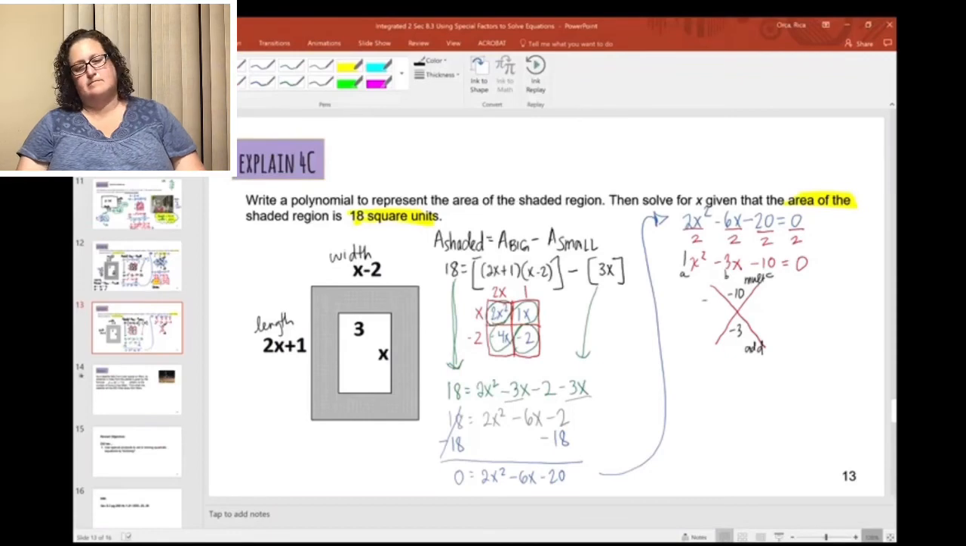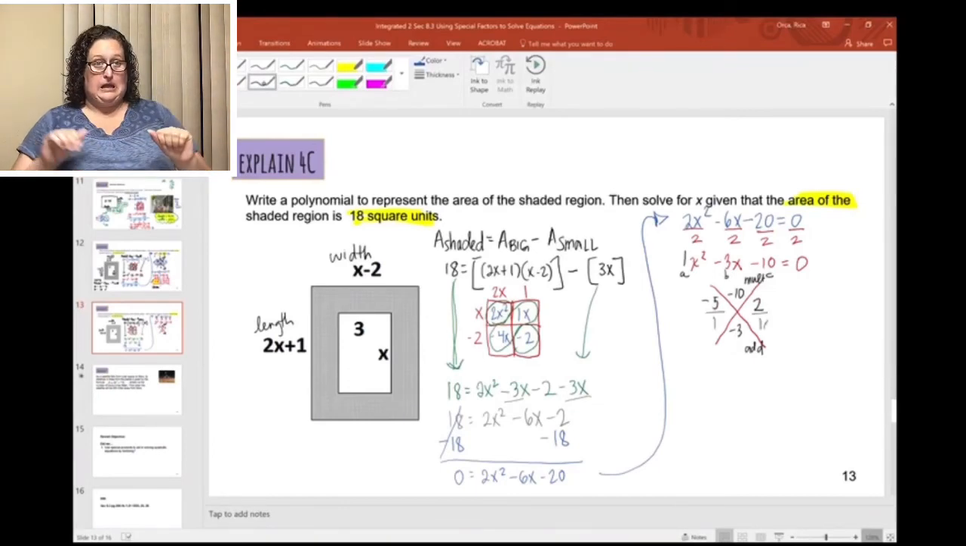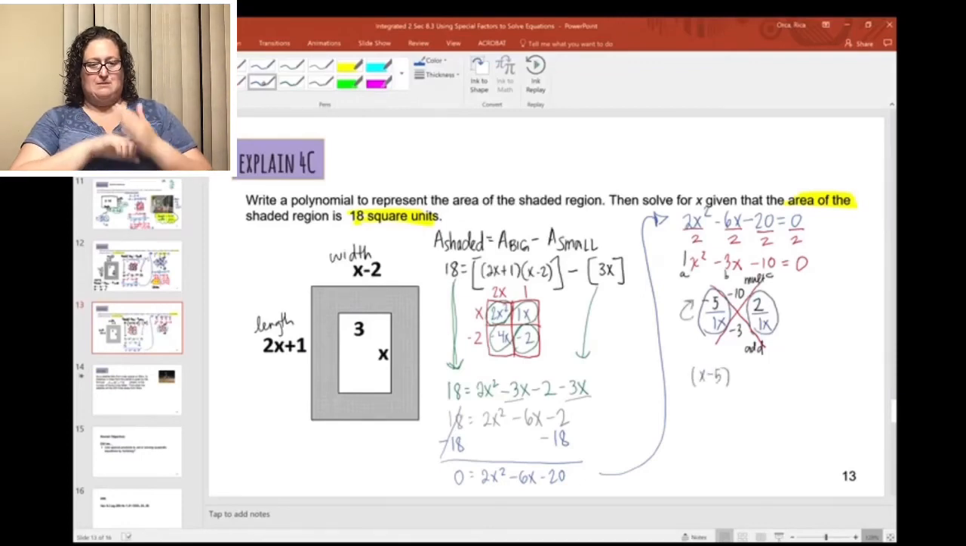Great. So the numbers are -5 and 2. -5 times 2 is -10. And -5 plus 2 is -3. Divide those by a. A is 1. Now let's write out our factors. So x minus 5 times x plus 2 equals 0.